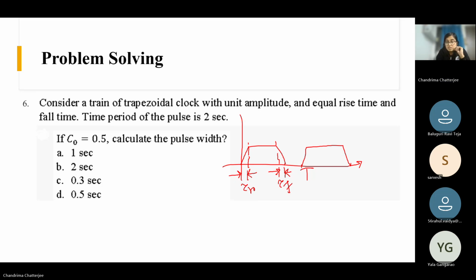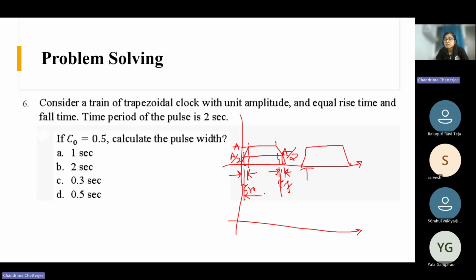Now pulse width, by the definition in the course lecture, it has been considered from this point to this point. What are these points? They are tau r by 2 and tau f by 2, right? So they are half of the maximum position. This is the maximum position, suppose A. So these positions are A by 2 and here also A by 2. So from this point to this point, the duration is tau. This is the pulse duration.